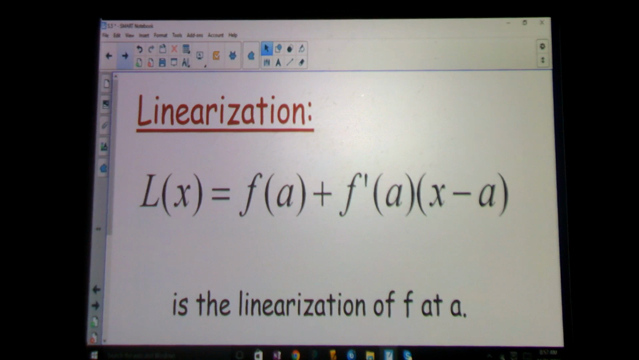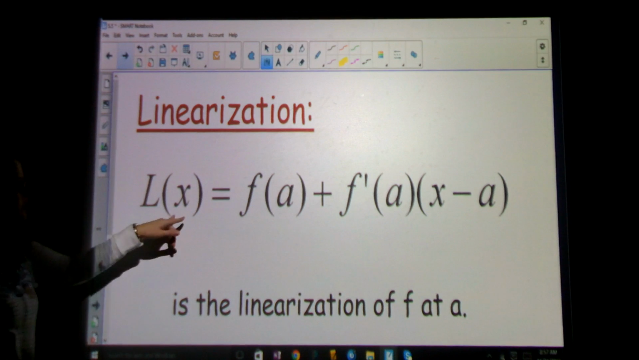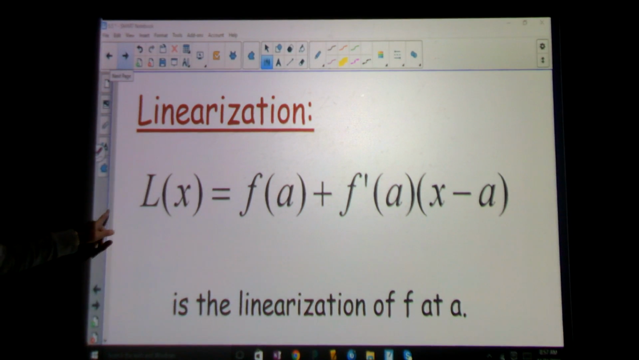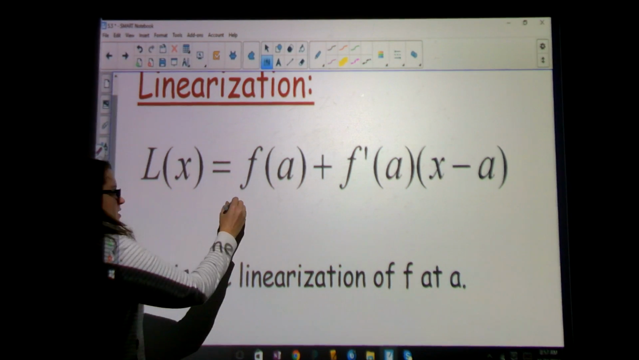Linearization, technically, index card wise, is L of x, we notate it. We use the same notation: F of A plus F prime of A times x minus A. It's called linearization. But that is not new. So let's think about what this is.